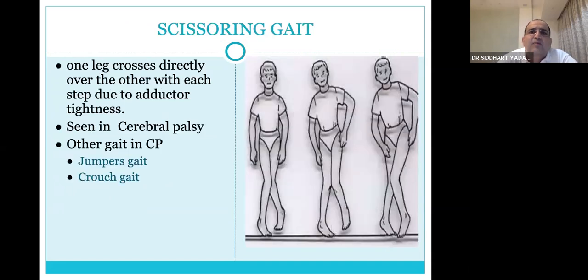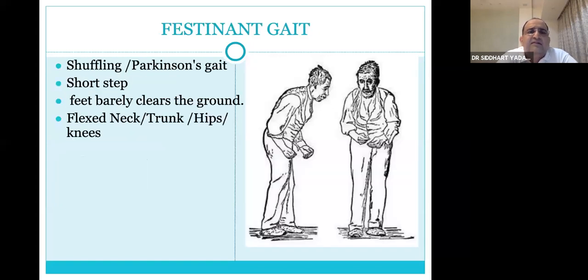Scissoring gait is common in cerebral palsy, and the person walks by crossing the legs over each other. This is important: festinant gait, or what is Parkinson gait? Now, patients with Parkinson's take short steps, and they barely clear the ground, very short, very little steps, with flexed neck, trunk, hips, and knees.